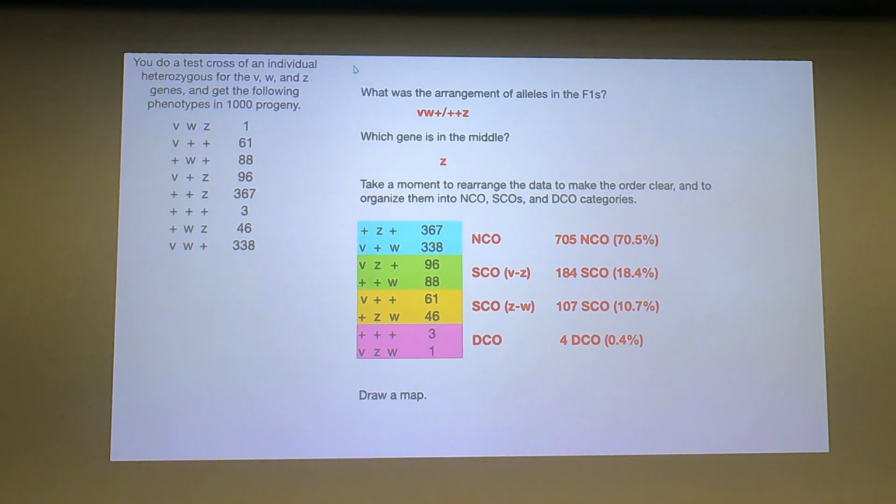So what are the distances? What's the distance from V to Z? 18.8. Yeah. Isn't this easy? You just add that to that, and you get 18.8. And this one you add 10.7 to that same 0.4%, you get 11.1. There's our distances. So now you can easily draw a map, right? Yeah. Just something like that.